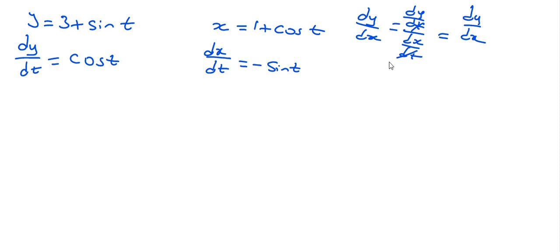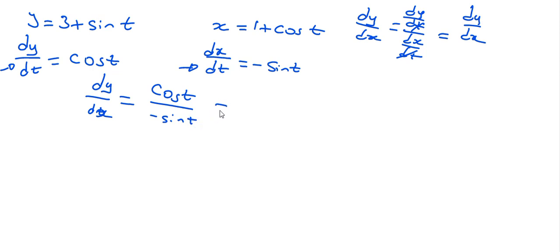Okay, so let's focus here. We're going to substitute it. Remember, at the top we're going to put the one for y, and at the bottom I'm going to put the one for x. So I'm going to say cos t over negative sine t. Remember, this is the same as negative cot t.